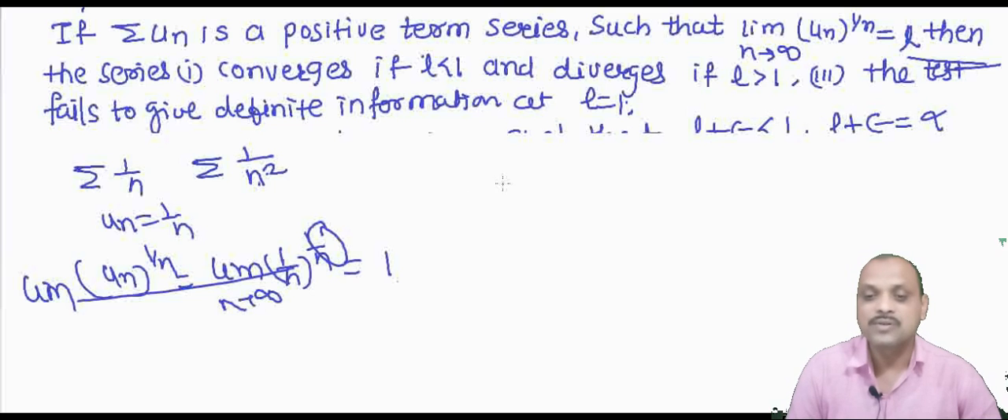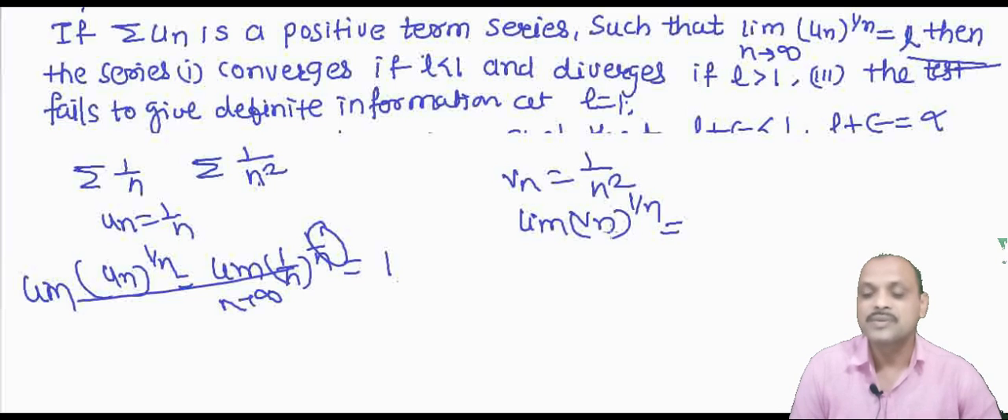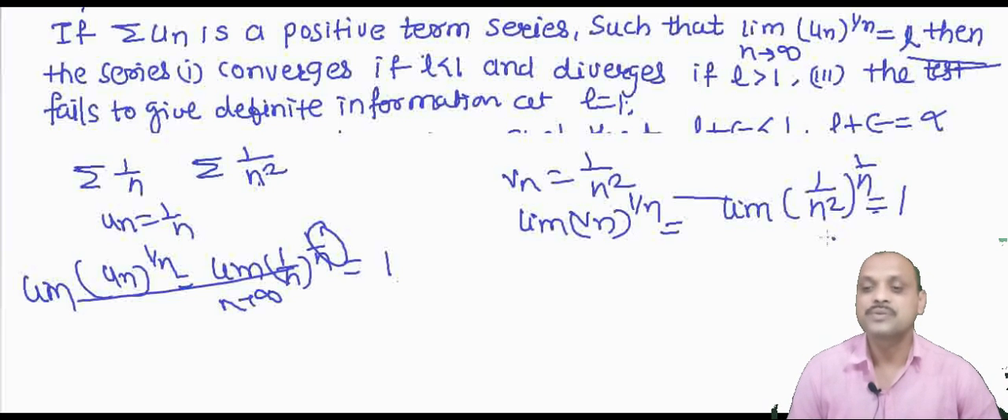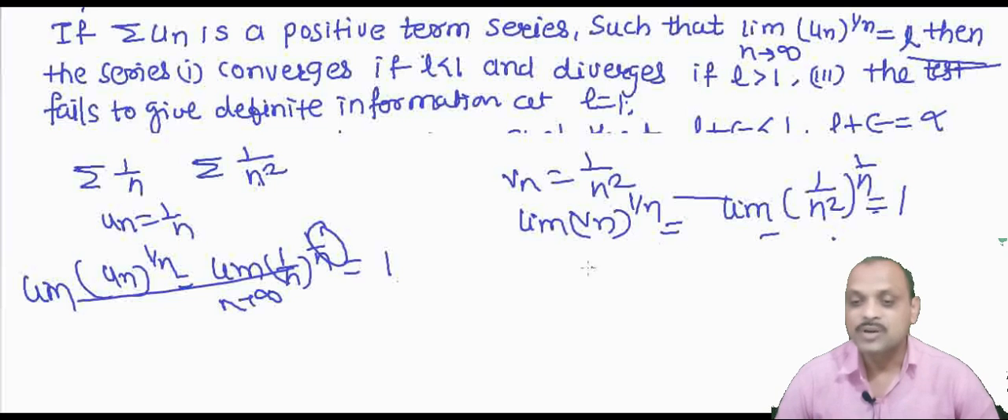Now see what about v_n equal to 1 divided by n square. Again limit of v_n raised to 1 by n, that is limit of (1 divided by n square) whole raised to 1 by n, is also equal to 1. Okay, here limit of both these terms is equal to 1. But look at these two series v_n and u_n. v_n is a convergent series, but u_n is a divergent series, and therefore this test failed to give definite information where L is equal to 1.